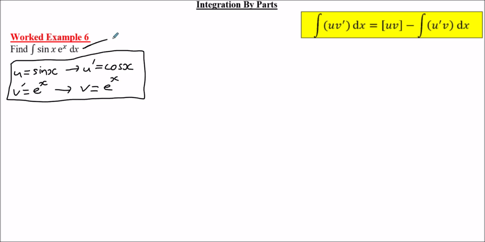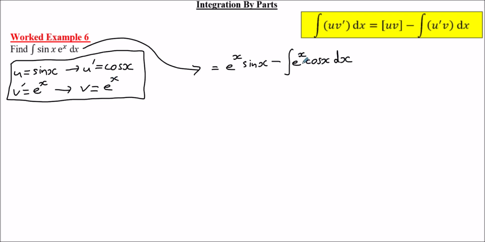So we can now apply the integration by parts technique, and we should see something quite interesting happen in a moment. This is going to give us, if we integrate u multiplied by v, so sine x times e to the x, I'm going to write it as e to the x sine x, like so. But I'm going to subtract away the integral of u dashed v, which is going to be cos x multiplied by e to the x. So I'm going to say e to the x cosine x dx.